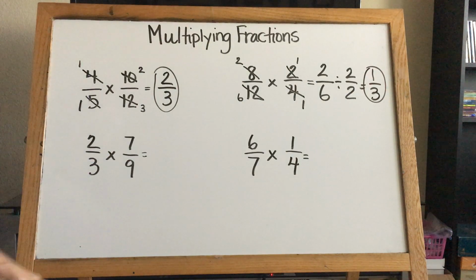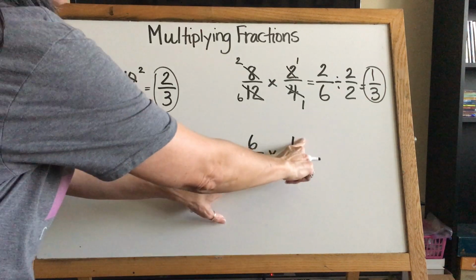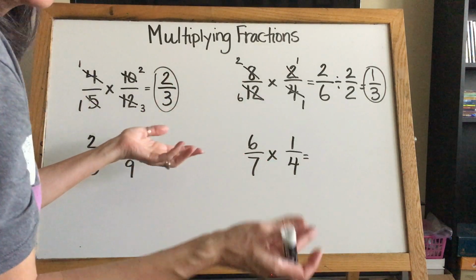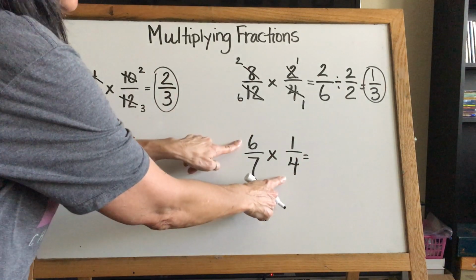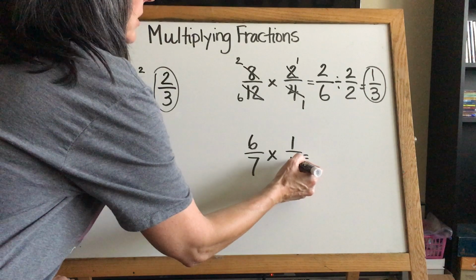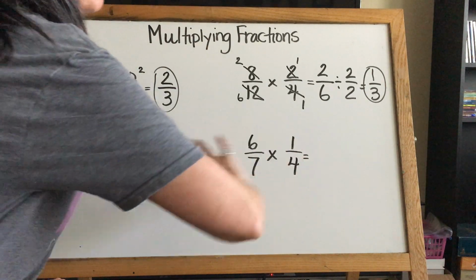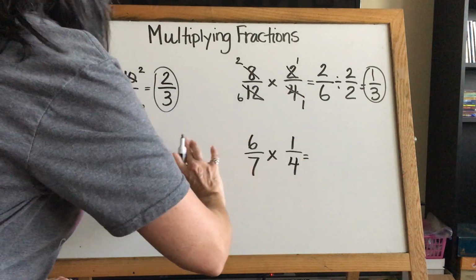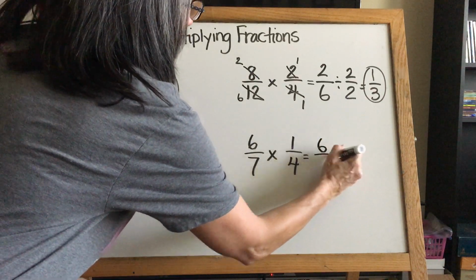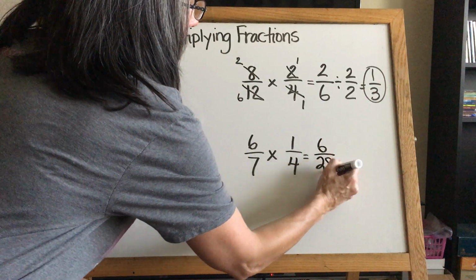Okay? All right, so let's look here. 1 and 7 don't have any common factors. Okay, obviously 1 goes into everything, but 1 doesn't change anything. 6 and 4, what common factor do they have? They have a 2. So we could reduce both of these by 2, but first let's just multiply it straight across. Let's do it the original way first. So 6 times 1 is 6, 7 times 4 is 28.